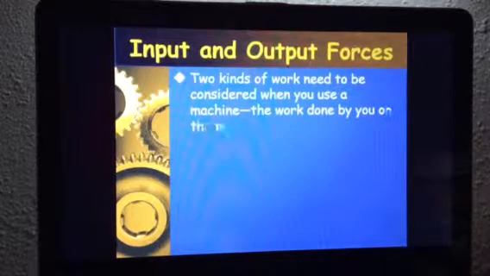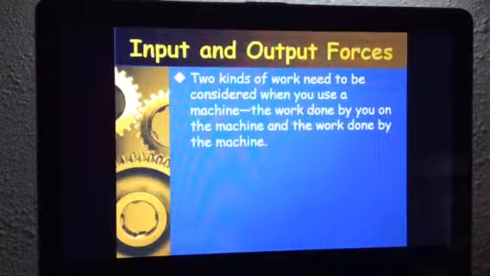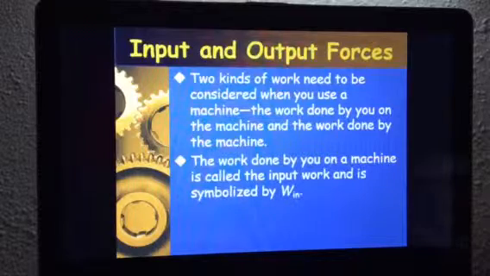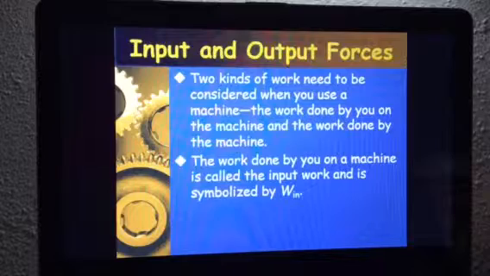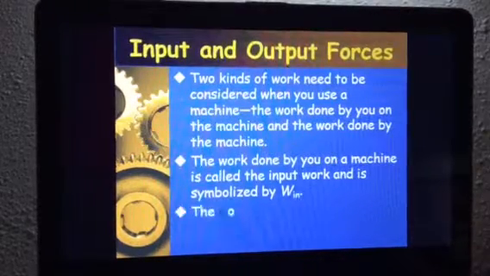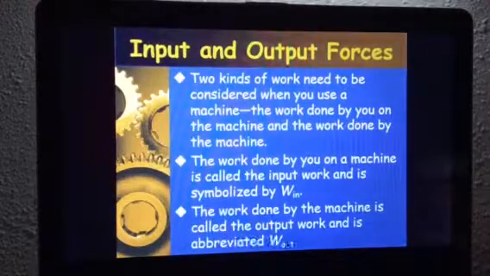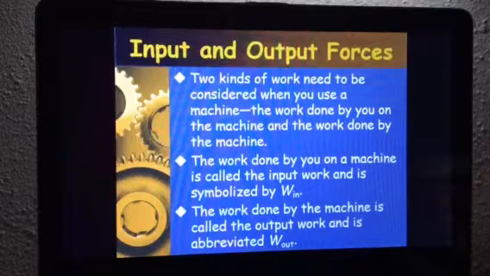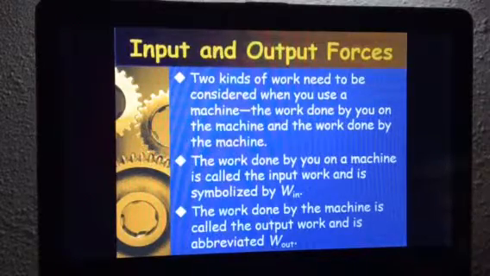So we have two kinds of work that need to be considered when you use a machine: the work being done by you on the machine and the work being done by the machine itself. The work being done by you on the machine is called the input work and is symbolized with W subscript in. Again, you can write this on your note cards. The work being done by the machine is the output work and is abbreviated by W out. And again, you can put that onto your note cards. There will always be work going in and work going out.